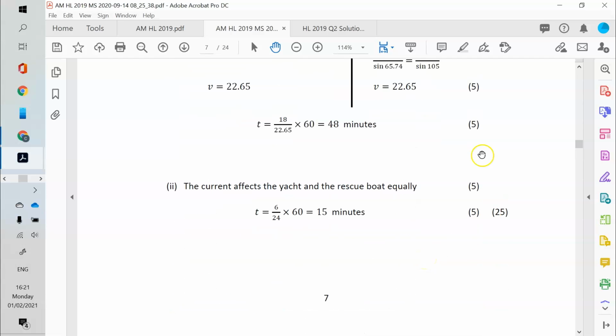In part B, then, the final 10 marks of the question go for part B. You get 5 marks for recognizing that you can deal with the relative velocity relative to the current, and then 5 marks for actually calculating.